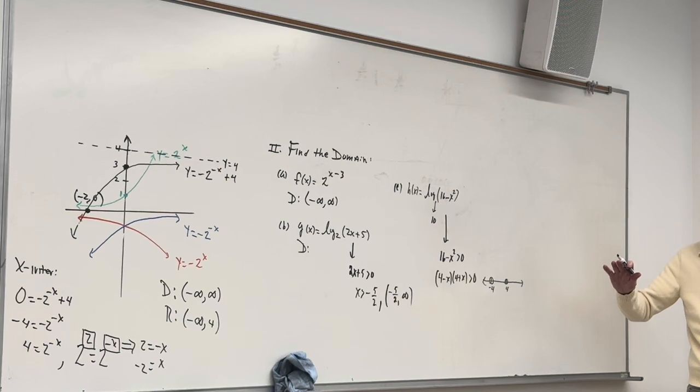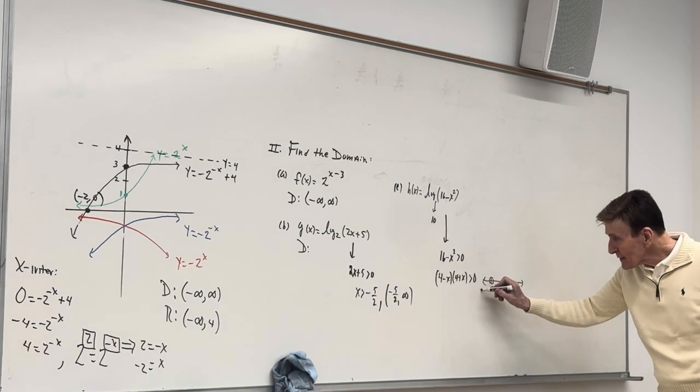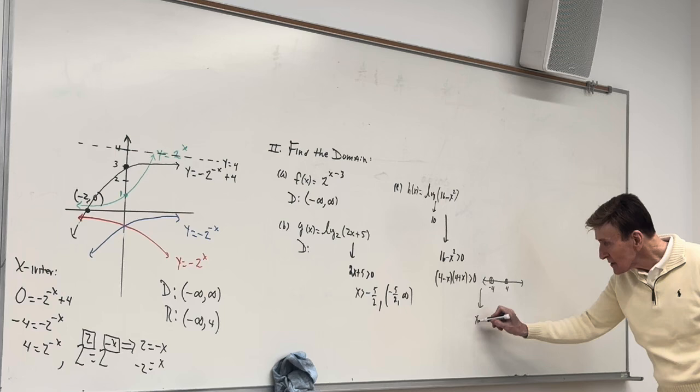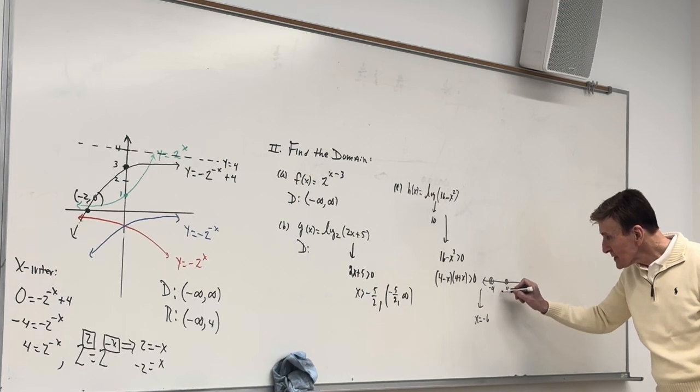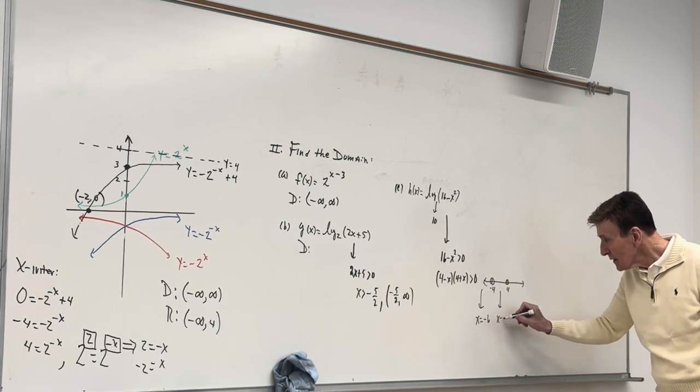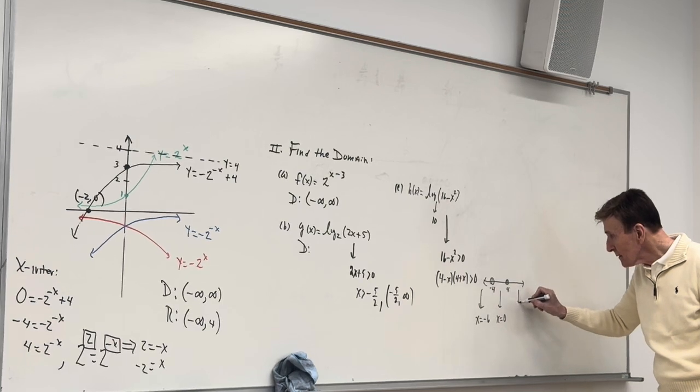We have forgotten sign analysis. I'm going to test. I'm going to choose -6. I'm going to test. I'm gonna try 0. I'm gonna test. I'm gonna try 8.